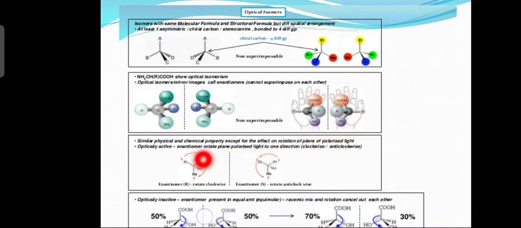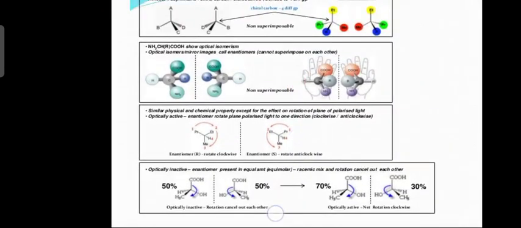Now, they have similar physical and chemical properties except for the effect on rotation of plane polarized light. For optically active compounds, the physical properties are the same, the chemical properties are the same, even the molecular formula is the same, but where is the difference? In the rotation of plane polarized light. Some rotate to the right, clockwise, and some anti-clockwise. Clockwise rotation compounds are dextrorotatory and anti-clockwise rotation compounds are called levorotatory compounds.